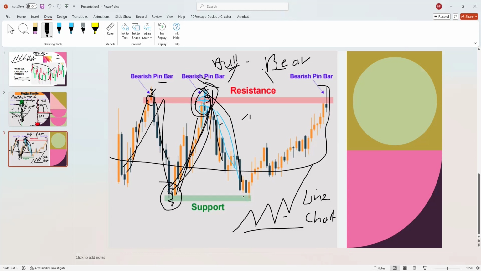Again, you're going to see another candle from here push the price up, and now the price goes down, and now we have another candle push the price and start going up, and we have another bearish pin bar just formed again here, and now it's going to go down. So that's the way we talk about it.